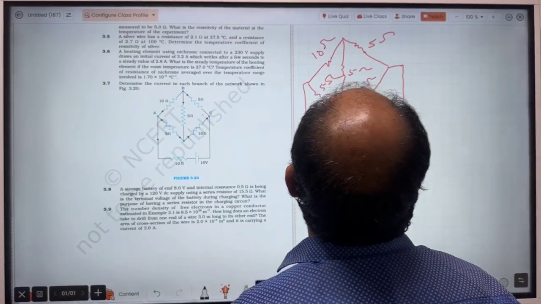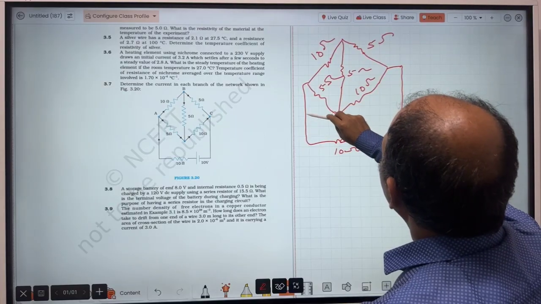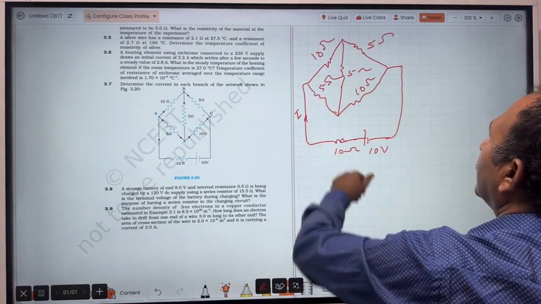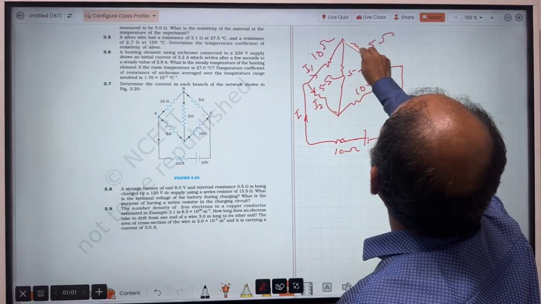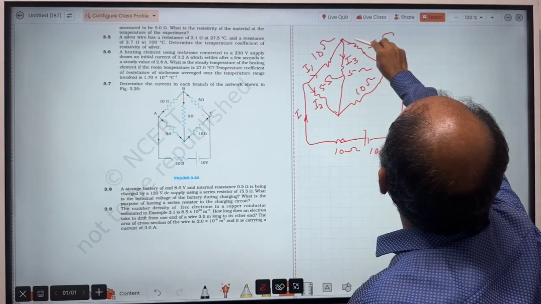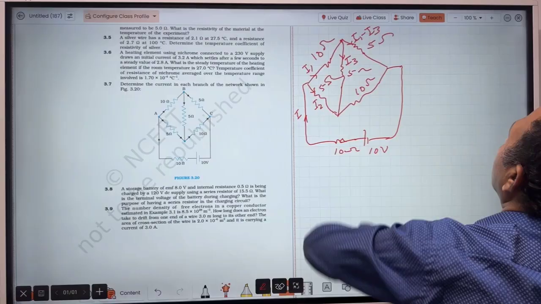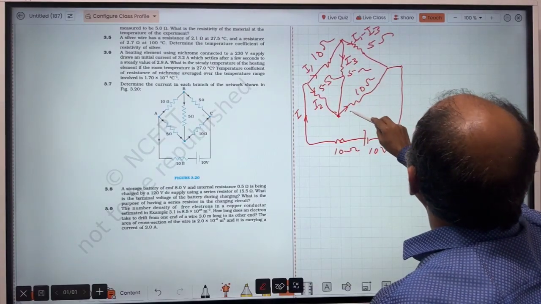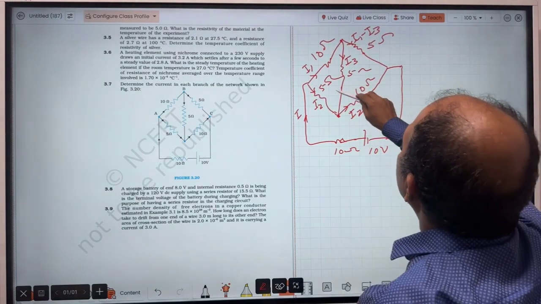Now, in this case, you can assume that current I enters here. Say this is I1 and say this is I2. At this point, say it is I3, then I1 minus I3 will pass through this resistor 5 ohm. Now see the situation here. This is I3 and this is I2. So the two will combine here, so I2 plus I3.